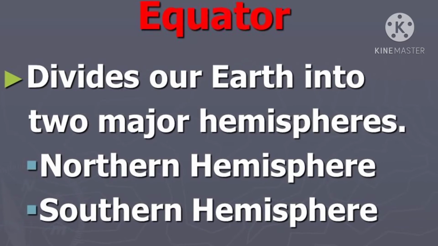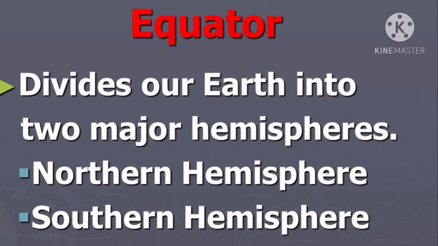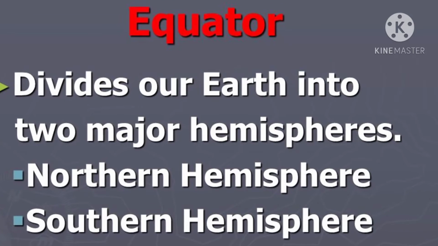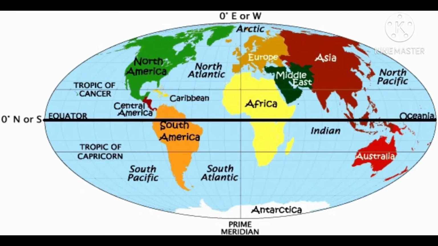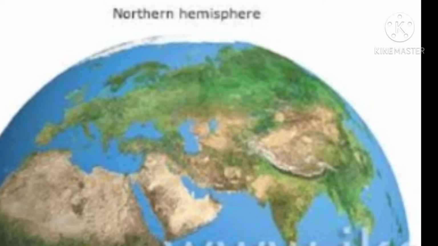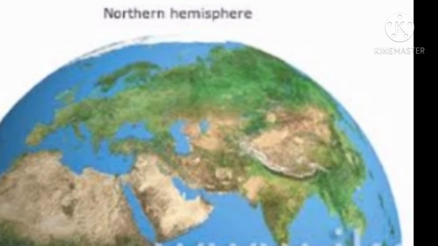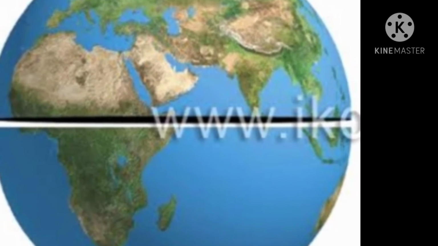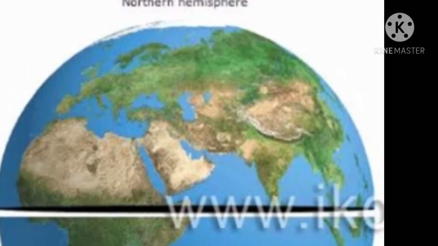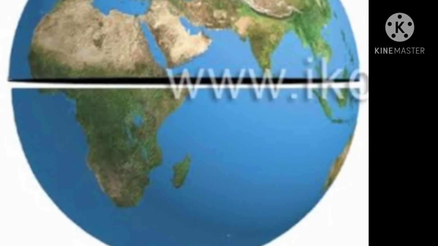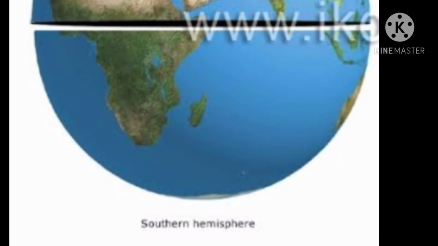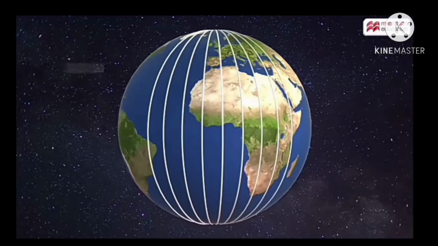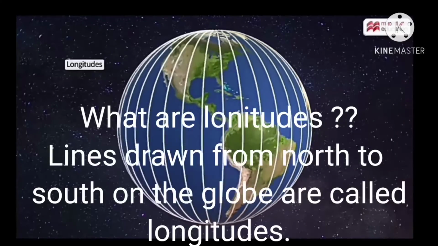The equator divides the earth into two major hemispheres. Hemisphere means half of the sphere. One is the northern hemisphere and the second one is the southern hemisphere. You can see the black dark line. That is the equator dividing the earth into two hemispheres. The northern part of the equator is called the northern hemisphere and the southern part of the equator is called the southern hemisphere. Now, what are longitudes?